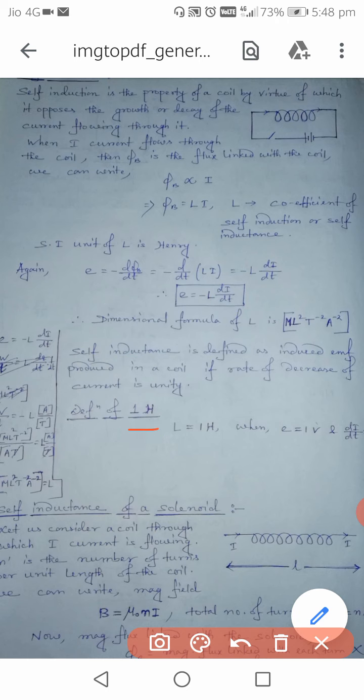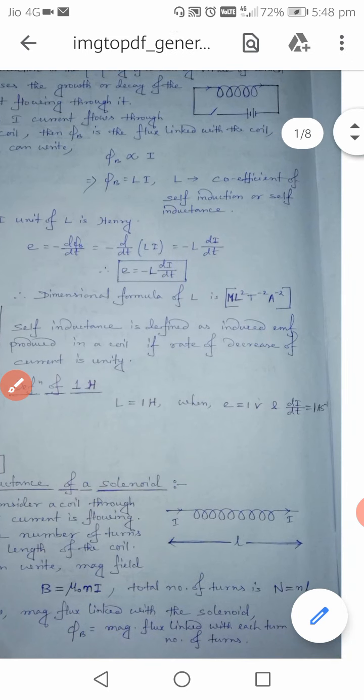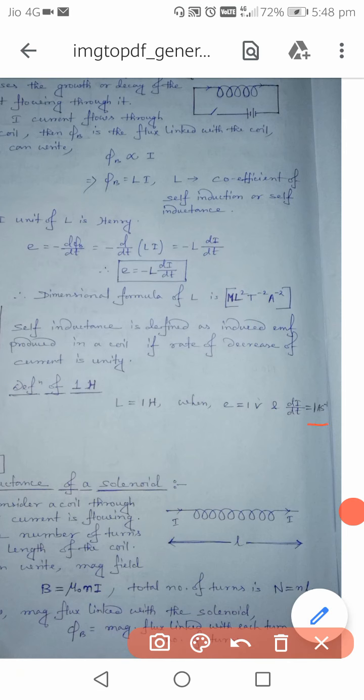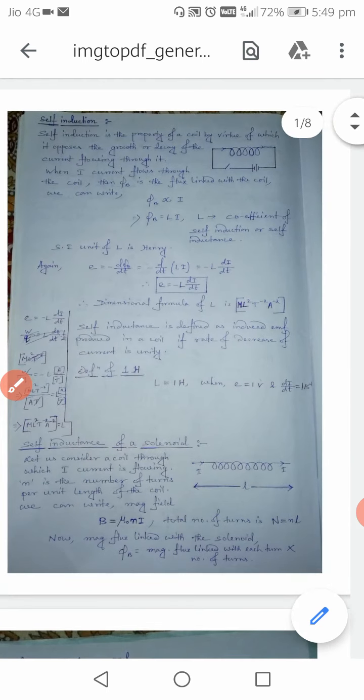Now the definition of 1 Henry is also the same, means we'll start with this formula. L is equal to 1 Henry when E equals 1 volt and di dt is, how much is that? 1 ampere per second. So in words what will we write? That the self-inductance of a coil is 1 Henry provided the induced EMF developed in it is 1 volt, when the rate of decrease of current in the circuit is 1 ampere per second. Okay, so this is the definition of 1 Henry.